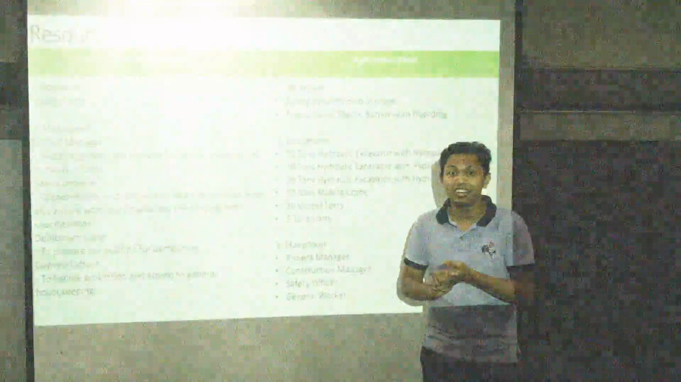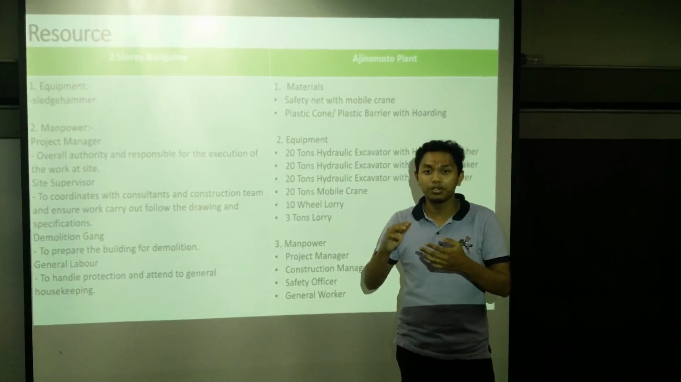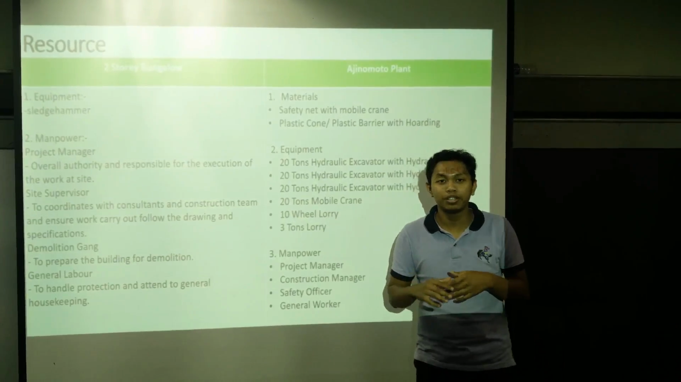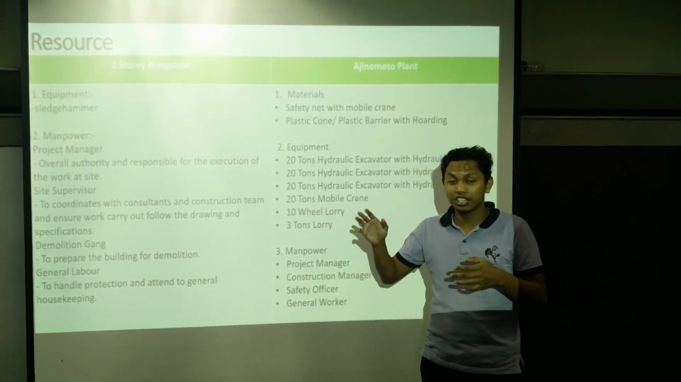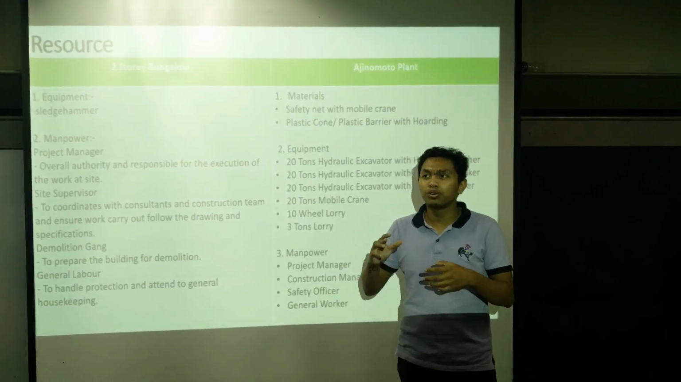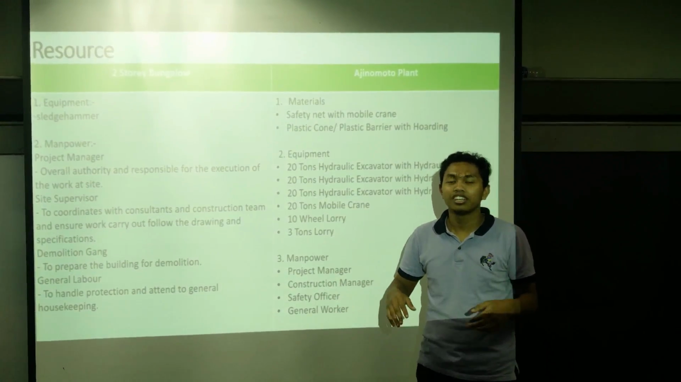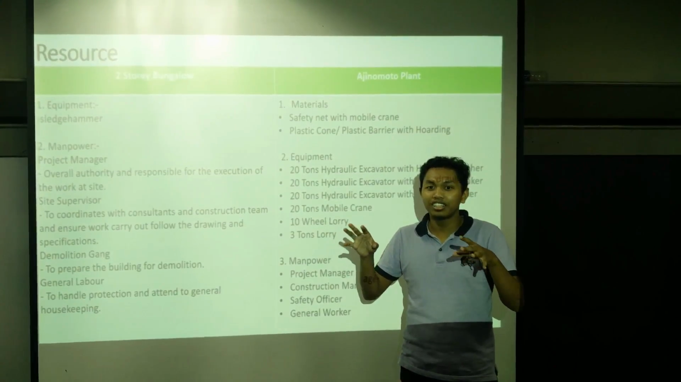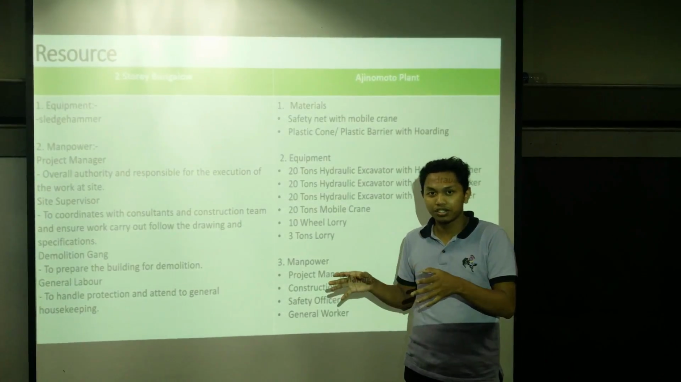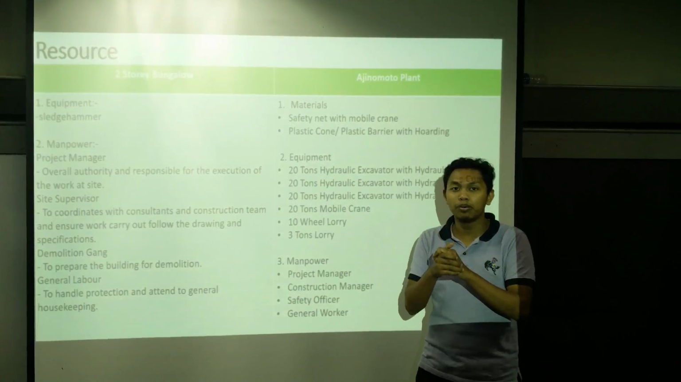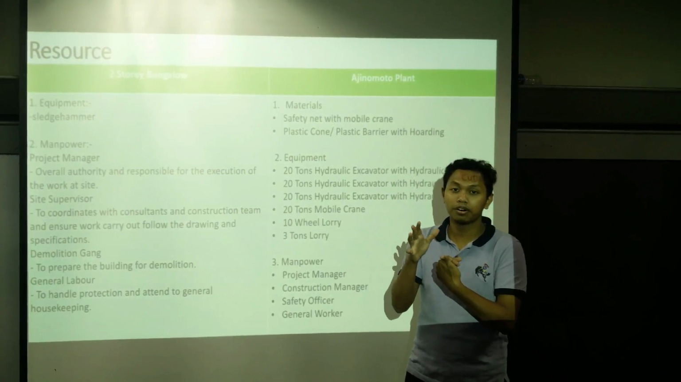Okay, let's go. Now I'm going to present about the resources of this project. For the two-story bungalow, the equipment that we use is only a sledgehammer, because we only use hand demolition. But for the Ajinomoto plant, we have to have a safety net and a hoarding, because the type of demolition we use is pusher arm demolition. It's done by machinery.